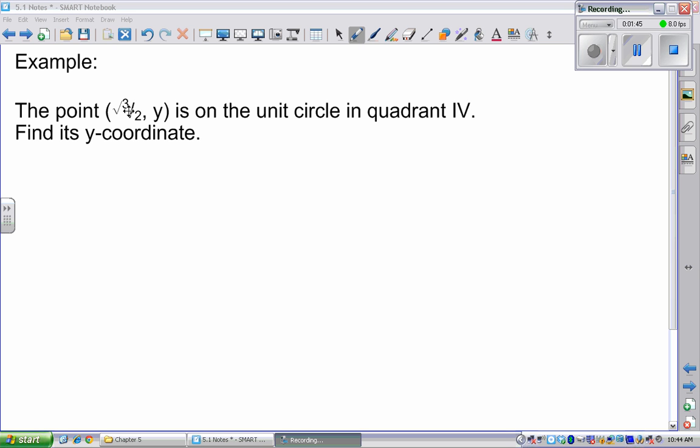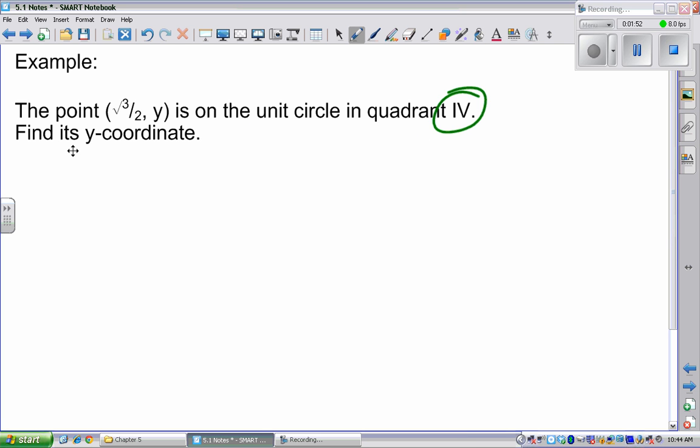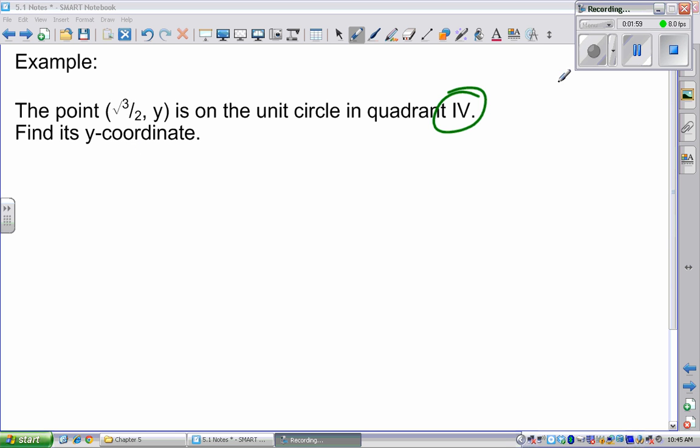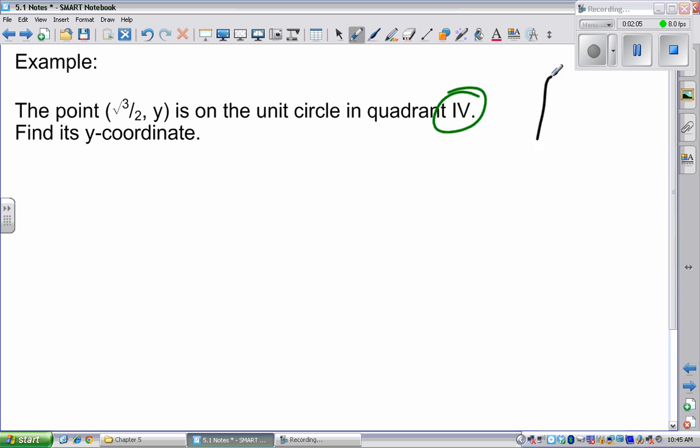Now it says the point square root of 3 over 2 comma y is on the unit circle in quadrant 4. Find its y coordinate. So first, let's just recall, here's our axes. This is quadrant 1, 2, 3, and 4. So in quadrant 4, our y value has to be negative, our x value is positive, which it is. So our y value has to be negative. Keep that in mind when we're solving.